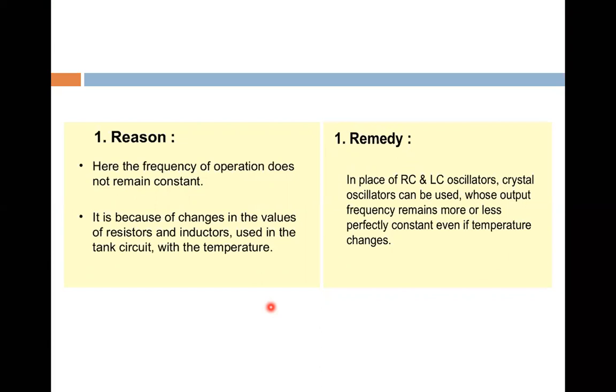So what could be the proper remedy for that? In place of RC and LC oscillators, crystal oscillators can be used because they are time independent, and their output frequency remains more or less perfectly constant even if the temperature changes. So to avoid the temperature change and stabilize the output frequency, the best way to have frequency stabilized oscillators is the crystal stabilizer, because it is independent of temperature.